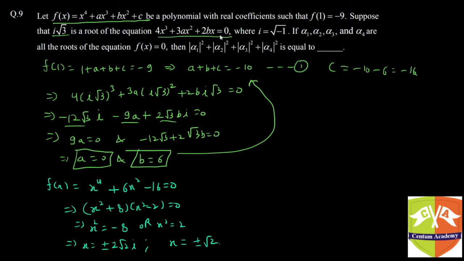Now what have we been asked? We have been asked the sum of squares of their moduluses. So we have 2 root 2 plus 2 root 2, and now there are squares, plus root 2 whole square plus root 2 whole square. This is 8 plus 8, 16, plus 4, 20. So the answer for this question is 20. So this is a mixed question of theory of equations as well as complex numbers.